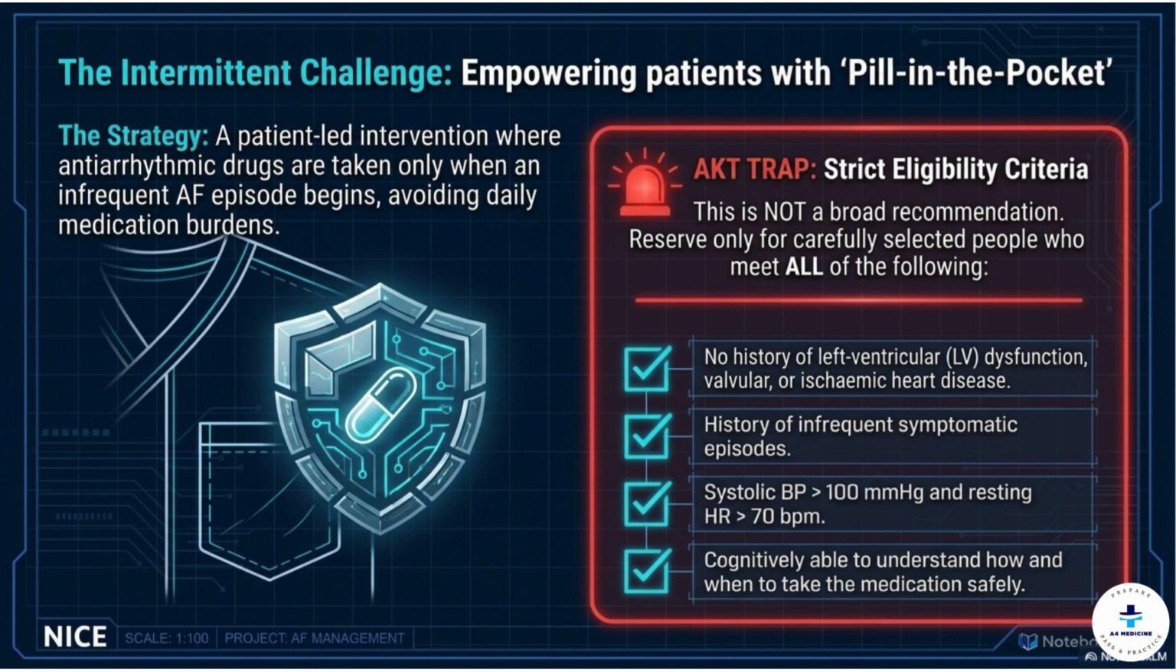Pill in the pocket. This section explains a specialist strategy for intermittent AF treatment for selected patients with infrequent AF. Criteria include no structural or ischemic heart disease and stable vitals. Importantly, the first dose must be given under medical supervision with ECG monitoring before home use. This is not routine primary care prescribing.